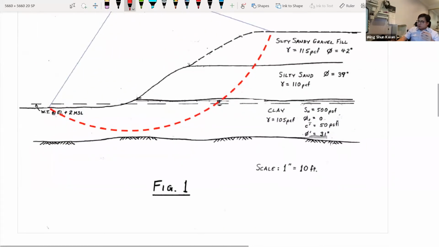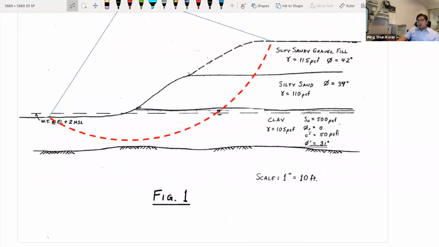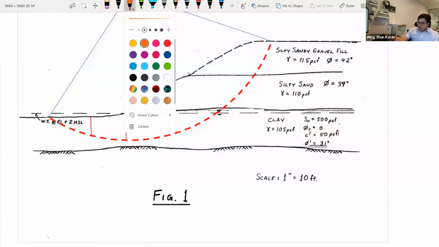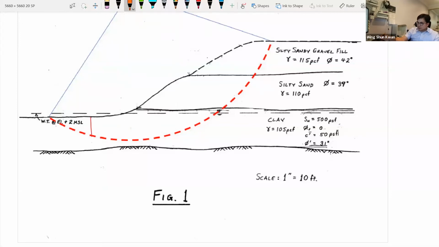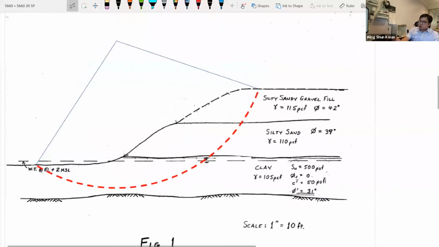Anyways, both OMS and Bishop method are methods of slices. So, let me use another color. The other nice thing of this one is they find the critical surface for you already. So you know the center already. I think at the end of this lecture, I will also mention some procedure on how to locate the center. But anyways, this homework example gives you the center already.